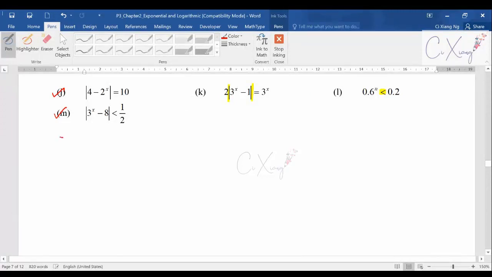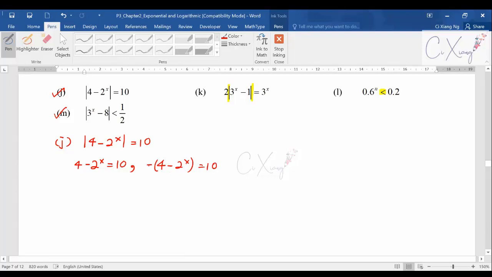So let's start with part J. For part J, I'm having a modulus form, modulus of 4 minus 2 power x equals 10. So last time when you learned, when you're having a modulus function, you can split it into two parts. One part is without reflection, another part with reflection. Without reflection, it is the original one, which is 4 minus 2 power x equals 10. And then another part is with reflection. So with reflection, it will become negative of 4 minus 2 power x equals 10.